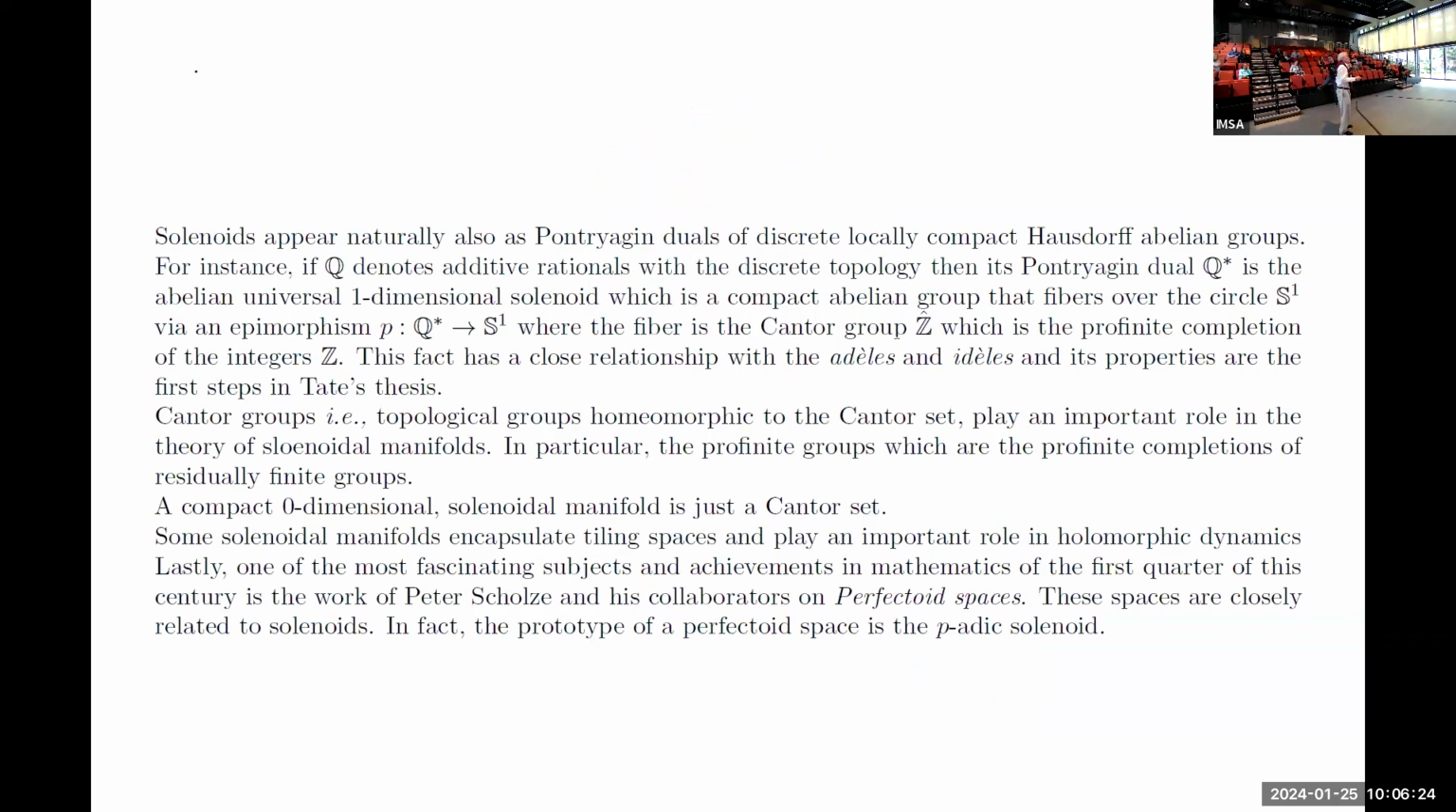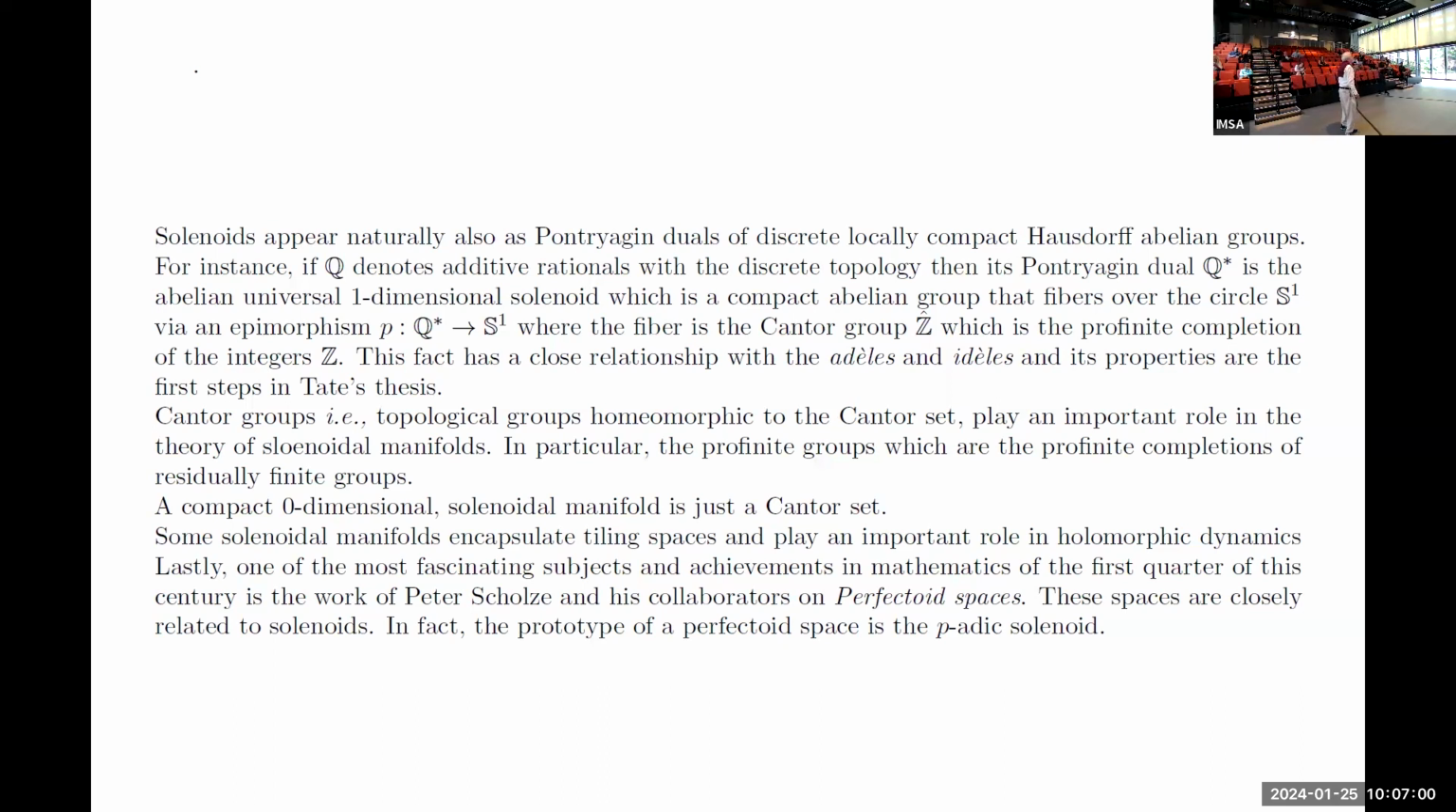So solenoids appear naturally as the Pontryagin dual of discrete locally compact Abelian groups. Pontryagin duality attaches to a locally compact Abelian group another group called the Pontryagin dual, and discrete groups correspond to compact ones, and vice versa. Take the rationals with the discrete topology and the Pontryagin dual. Well, let's start with the integers included in the rationals, and the Pontryagin dual is the circle.